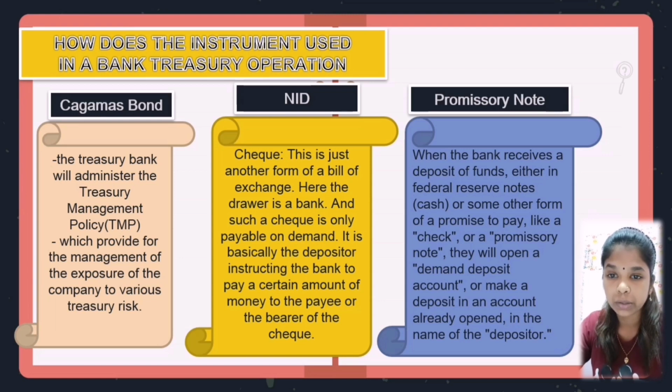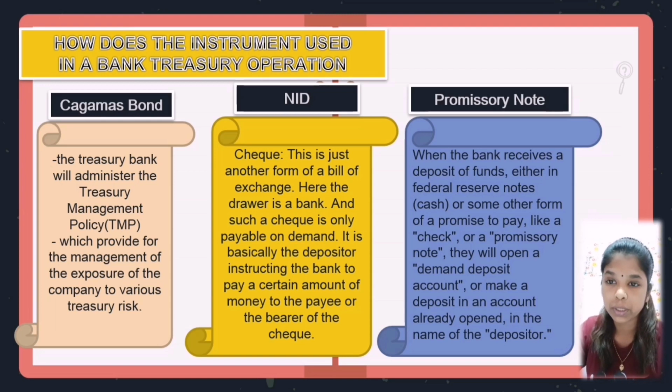Next, negotiable instrument of deposit. We choose the example of a check. This is just another form of bill of exchange. Here, the drawer is the bank, and such a check is only payable on demand. It is basically the depositor instructing the bank to pay a certain amount of money to the payee or the bearer of the check.